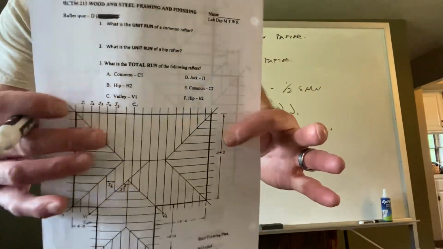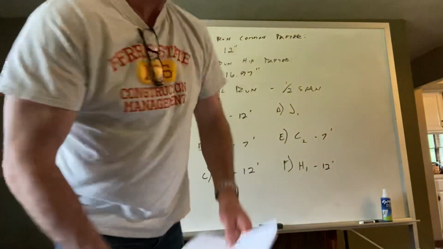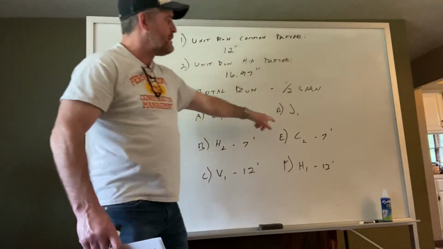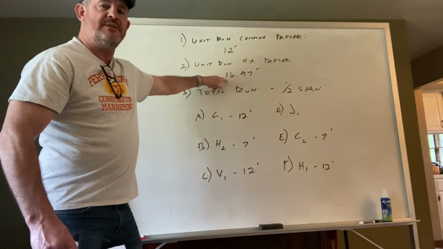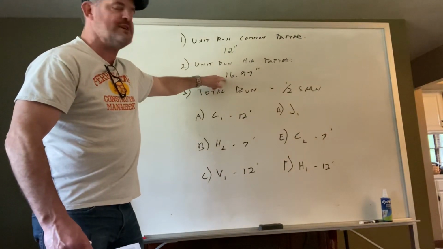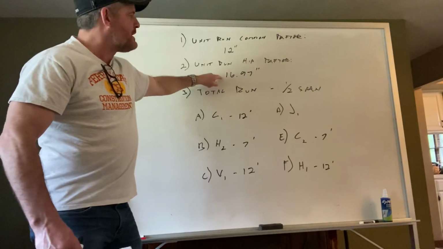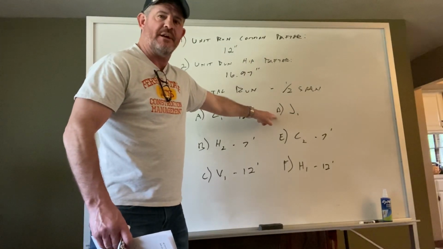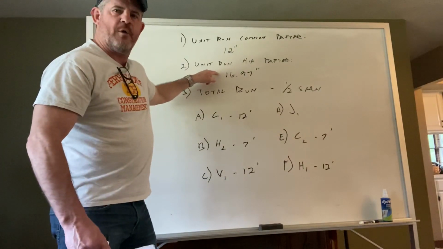I can measure right here on the hip side. I can measure right here on the common side. And my unit run for that roof is going to be 12 inches. And it's always going to be 12 inches for my common. It's also always going to be 12 inches for my jack. It's going to change when I get to my hip or my valley. It's going to be 16.97 inches, and I will demonstrate that in a minute on the board. And that's because this rafter and this rafter hit my top plate at 90 degrees. This rafter and a valley rafter hits my top plate at 45 degrees.